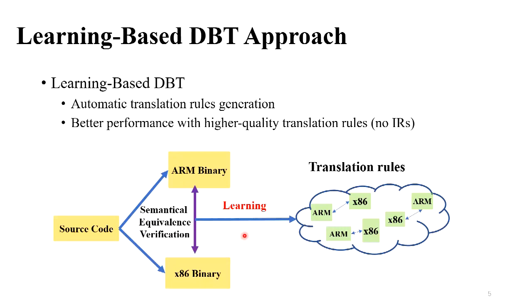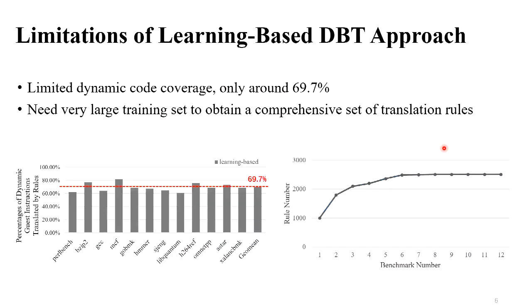The rule generation through such a learning process can be done automatically without going through IR, which allows it to generate very high quality host binary code. However, this approach has some significant limitations too.